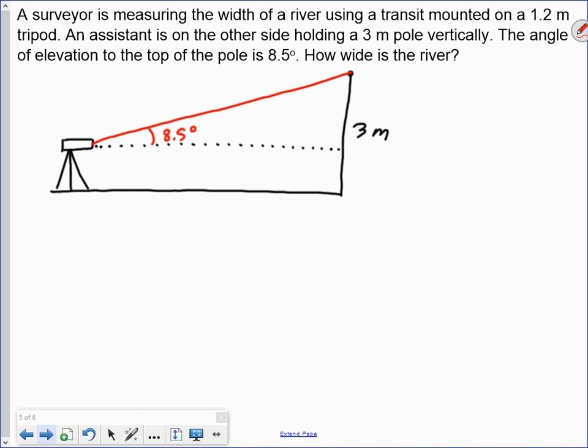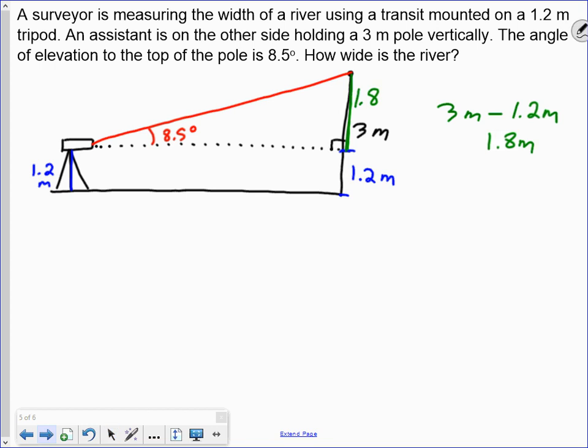What else do they tell us? The transit is on a 1.2 meter tripod. So this height right here is 1.2 meters. That means over here, this is 1.2 meters, which means this distance up here, I'll just highlight this in green, isn't 3 meters, it's 3 meters minus 1.2 meters, which is 1.8 meters. So 1.8.